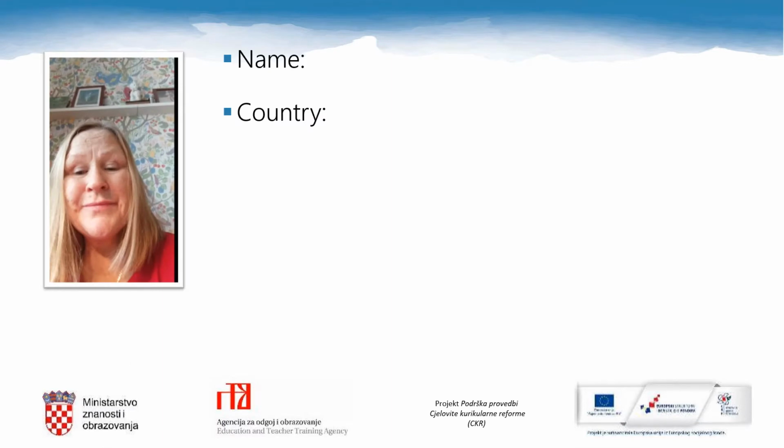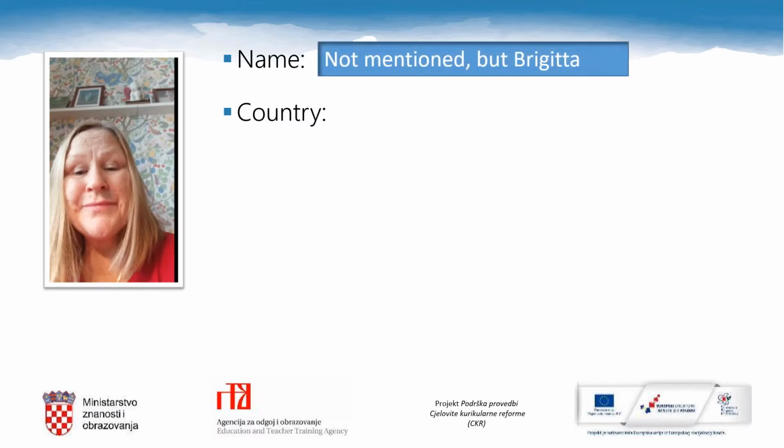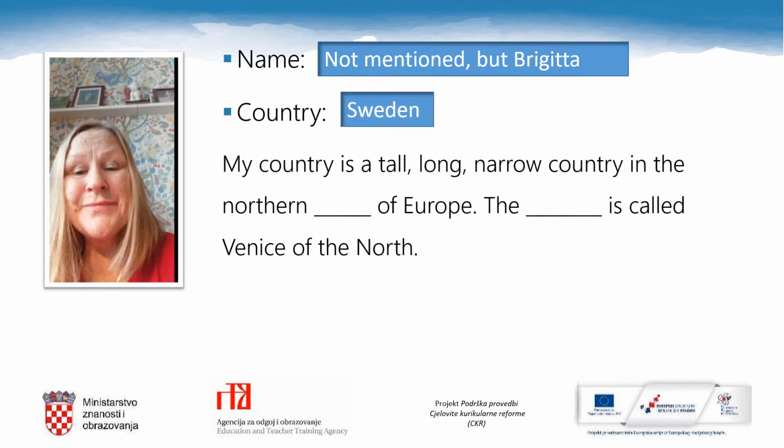So, what is her name? She didn't mention her name, but it's Brigitte. And she comes from, what do you think? It's from Sweden. And she said, my country is a tall, long, narrow country in the northern part of Europe. The capital is called Venice of the North. Let's hear the next one.